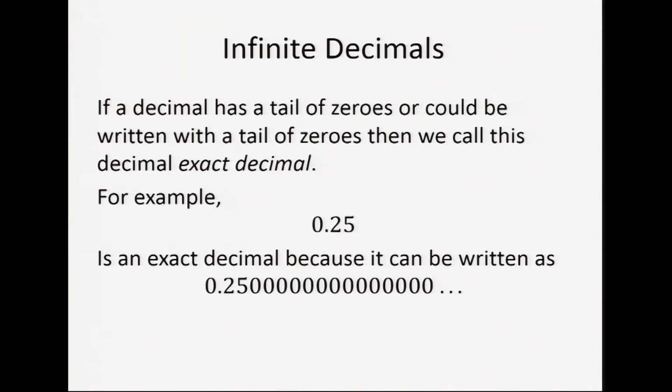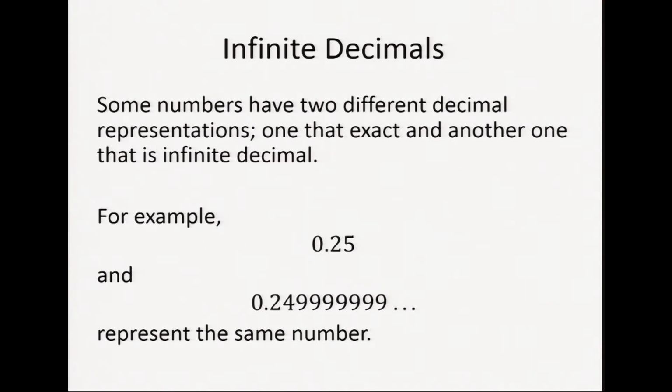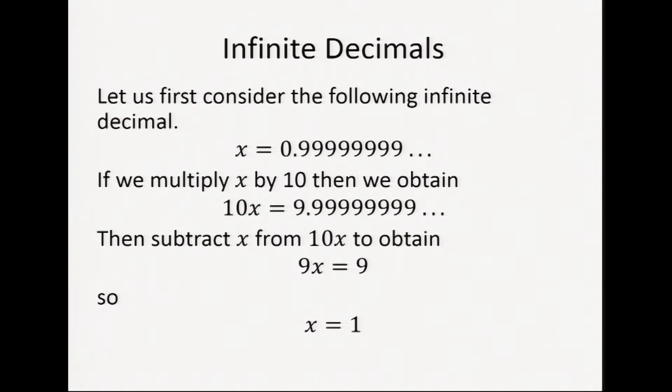However, with decimals, we have a problem. Some numbers have more than one representation. For instance, 0.25 may be expressed as 0.2499999 forever. And the first thing we have to do is clamp the numbers down and think of only one representation if we're going to work with this kind of numbers, especially infinite decimals.